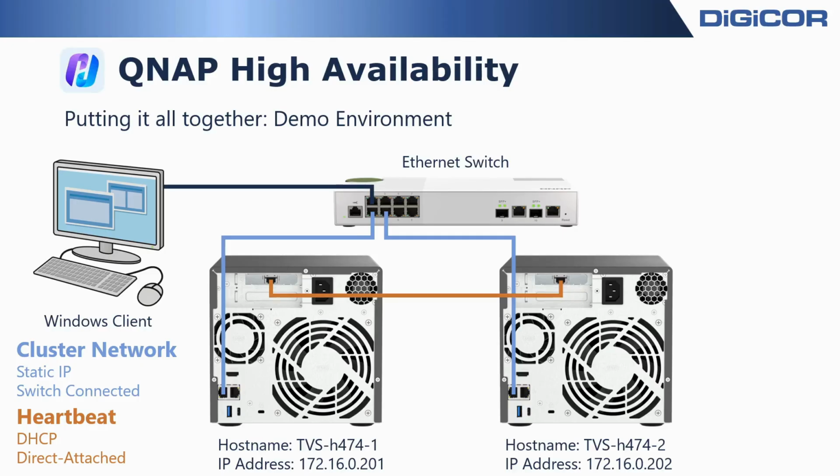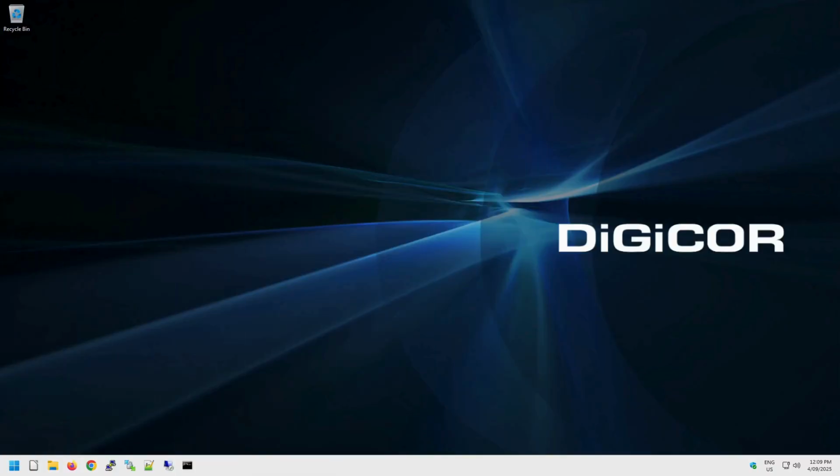With the initial setup and the connection out of the way, let's now actually take a look at how we would set up high availability in a live demo. Okay, so what we're going to do now is take a look at how we would set up QNAP's High Availability Manager and set up a cluster with two QNAP NAS devices.